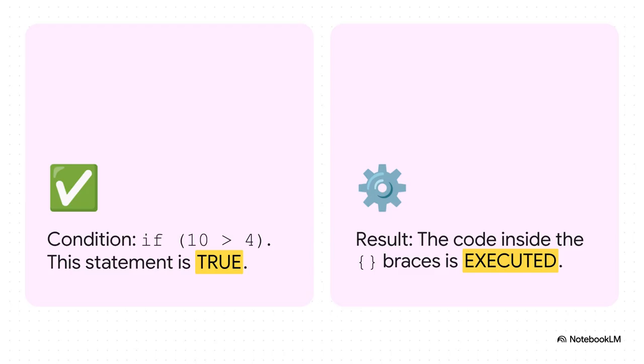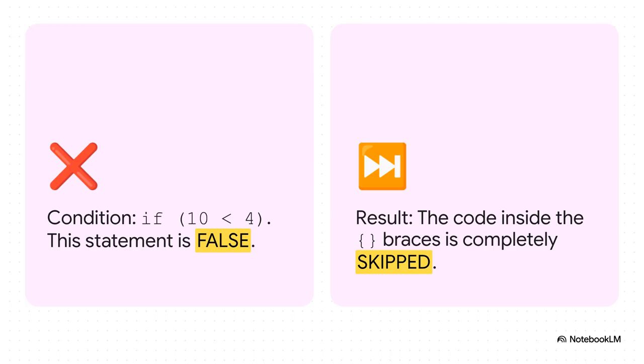10 is definitely greater than 4. So the condition is true, the gate opens, and whatever code we put inside those curly braces gets to run. But what if we flip it around? If 10 less than 4? Well, now the condition is obviously false, so the gate stays closed. The program sees that code inside the braces, but it just jumps right over it, ignoring it completely, almost like it was never even there.